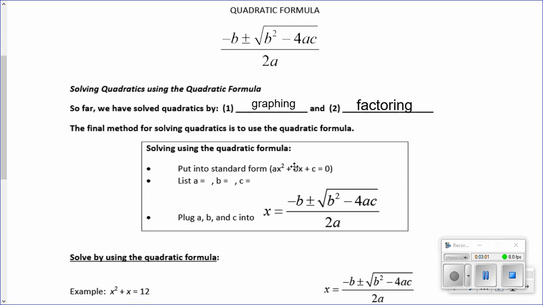You're going to list out what your a, b, and c are. Remember, sometimes if you don't have a term there, then that means that letter is 0. So write out your a, b, and c. You're going to plug your a, b, and c into the formula. And then you simplify. That's it. That's all you got to do. So let's do an example.